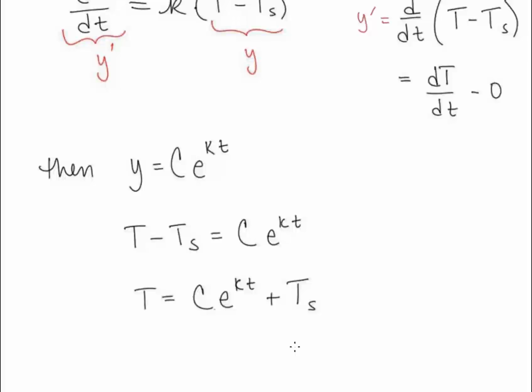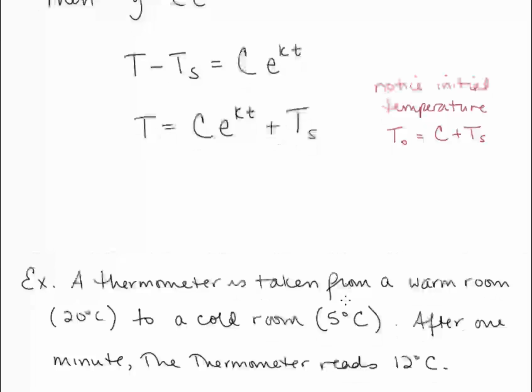Now one thing I want to point out here is that c is no longer an initial value, because when time is equal to 0, when little t is equal to 0, this is all 1, and we get capital T is equal to c plus Ts. So actually our initial temperature is going to be c plus Ts. So let's take a look at an example.